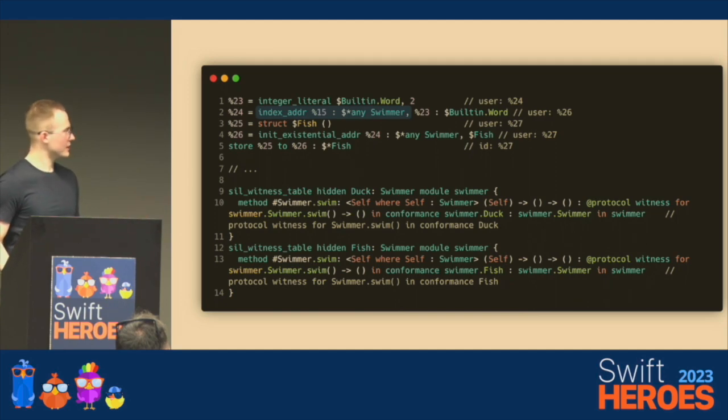And the first highlighted part is the index address to store any swimmer. Later, the fish is initialized. And finally, an existential container for fish with swimmer type is created, and fish is stored in the existential container. So as you can see, the structs are stored via existential containers, not via the memory layout of the struct itself and its size. So it shows that existential containers are used even when we speak of structs, which are value types.